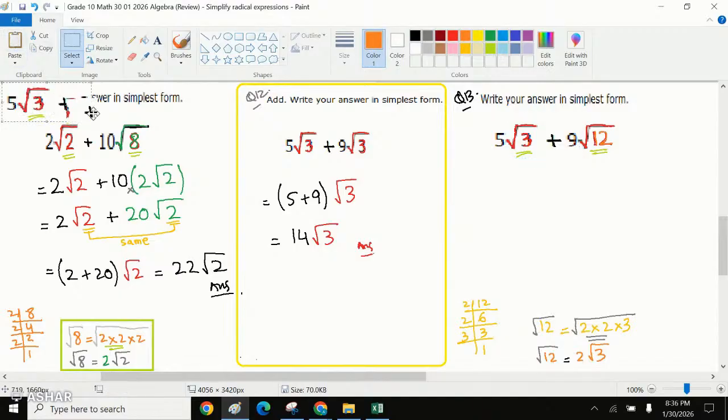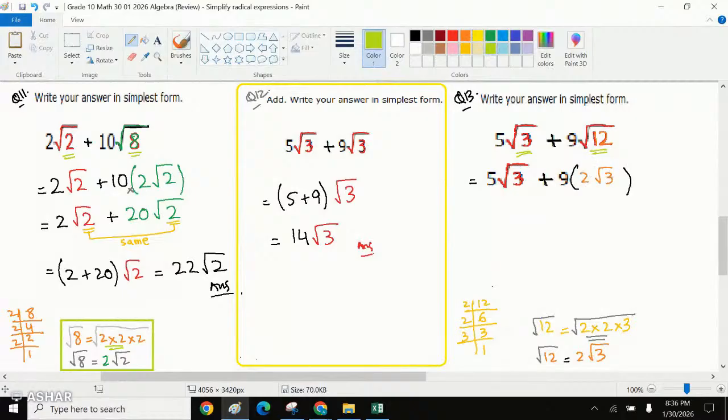I'll just copy paste. Okay. For this, if this was written as it is, in place of this, can we write 2 under root 3? And since these two numbers are being multiplied together, we can write this as 5 radical 3, or 5 under root 3 plus 9 times 2 is 18, and it again has radical 3.